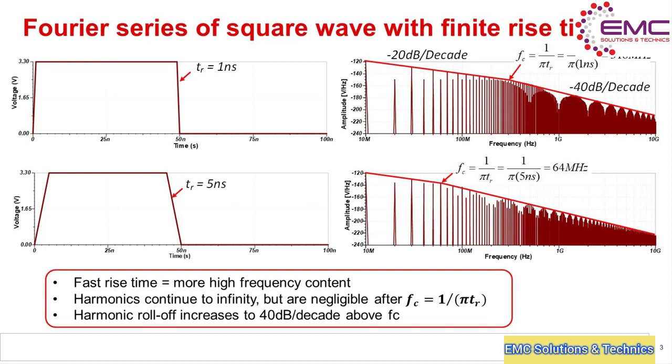The first example has a fast rise time of 1 nanosecond, and the bandwidth limit is 318 MHz. The second has a slower rise time of 5 nanoseconds, and its bandwidth limit is 64 MHz. Later, we will see measured results that show RF emissions for different rise times.